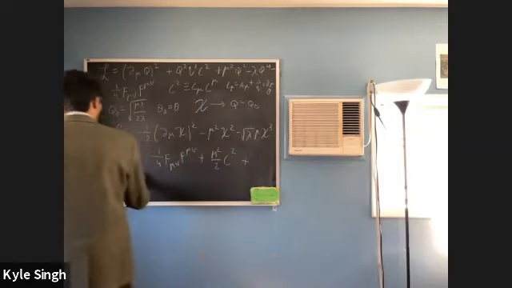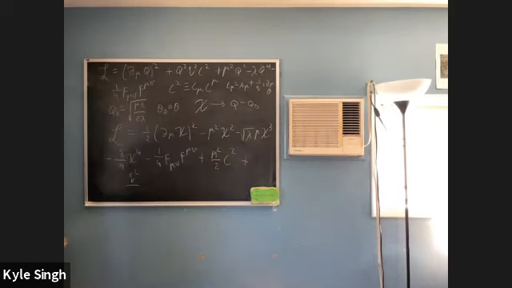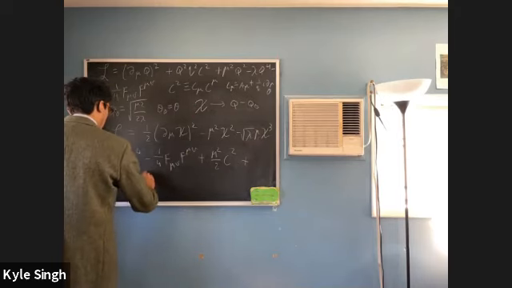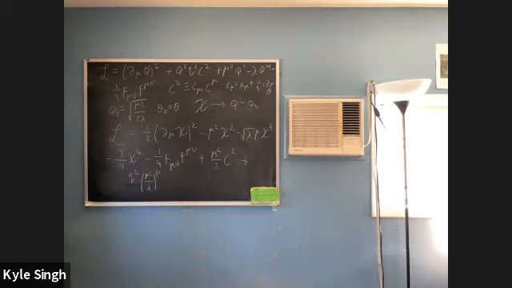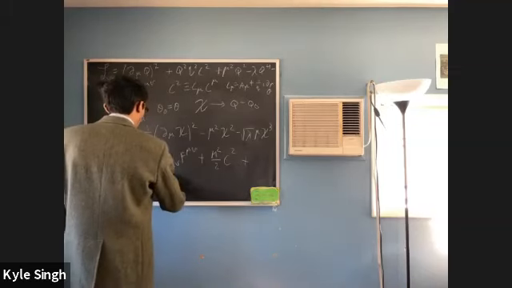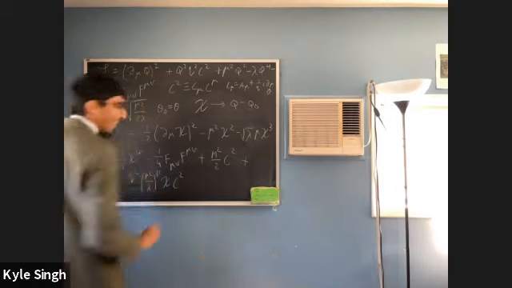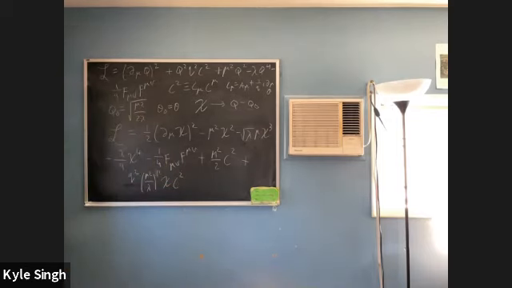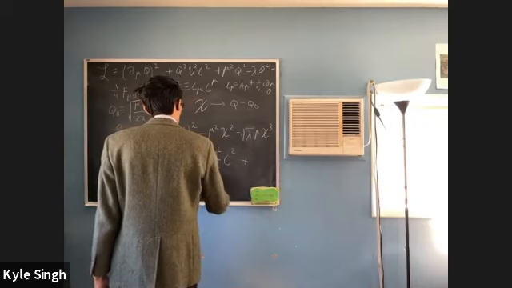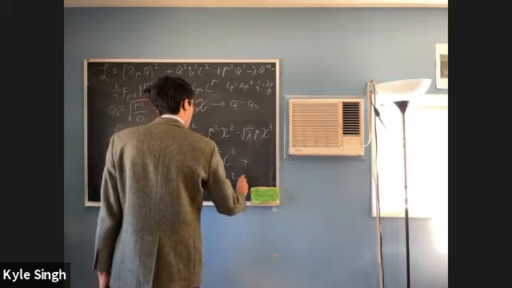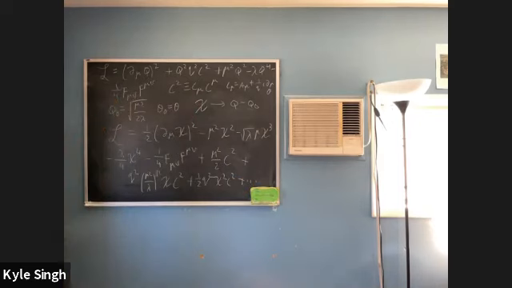Plus q squared mu squared over lambda to the 1/2 chi c squared. We'll do one more: plus 1/2 q squared chi squared c squared plus dot dot dot. I don't have it in me to keep going.